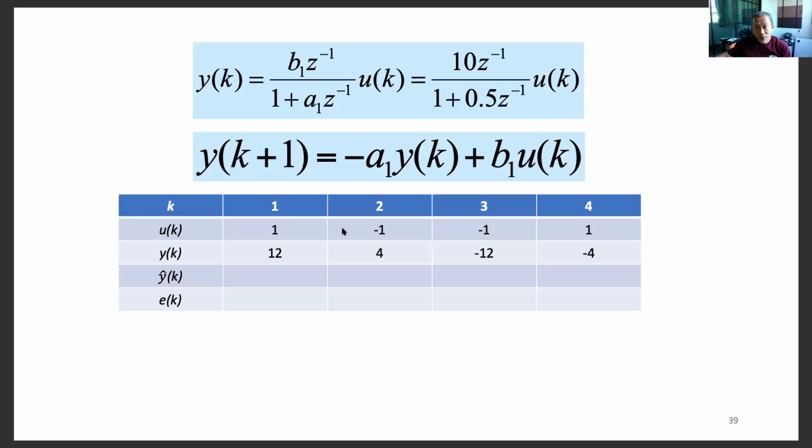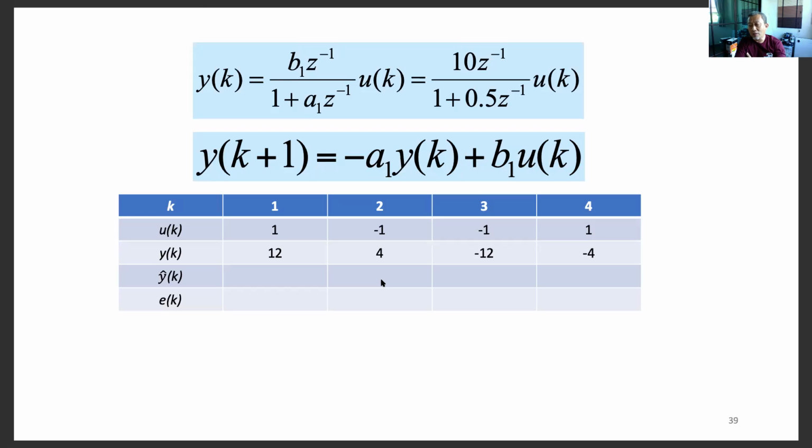So you insert the values inside the transfer function. B1 is equal to 10 and A1 is equal to 0.5. Then using this formula you can calculate the actual value and fill up the table. What is the value for the estimated YK in the table there? The actual Y is 12, 4, minus 12 and minus 4.